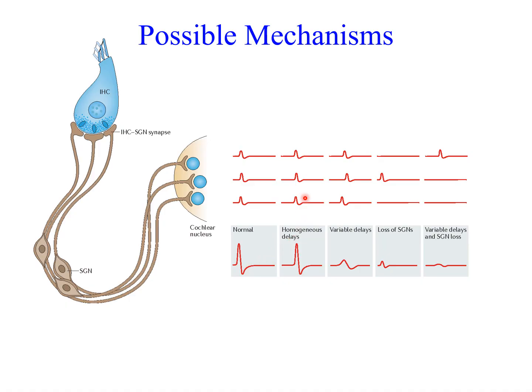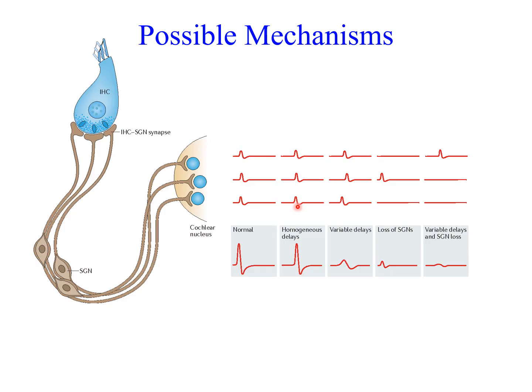Now, if we look at the second column, if there are delays, however, the delays are constant. In other words, it's a homogeneous delay. Say each action potential got delayed, let's say 1 millisecond, for example. When the delay is constant, it's a fixed amount, as shown here. As they are all delayed with the same amount, the action potentials are still aligned quite well because the delay is constant.